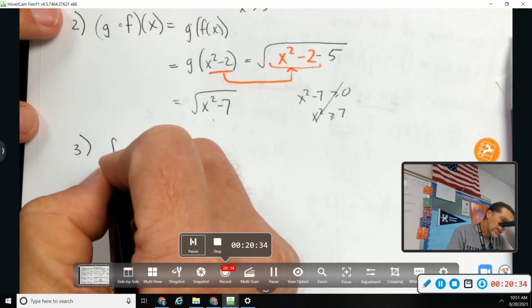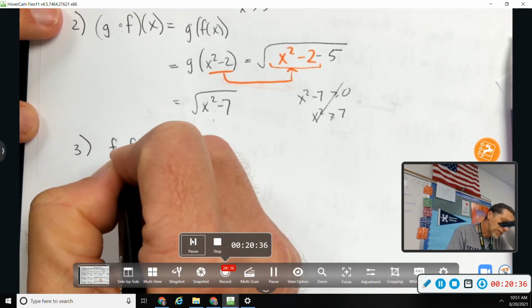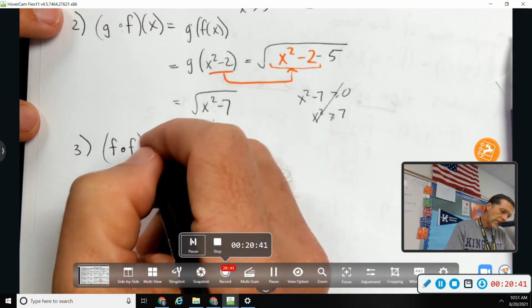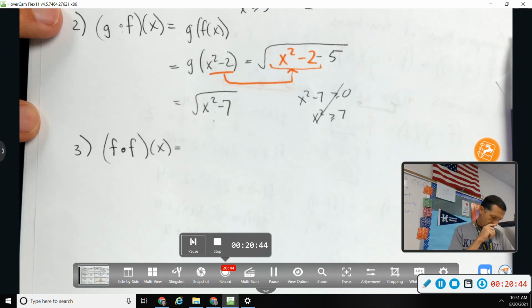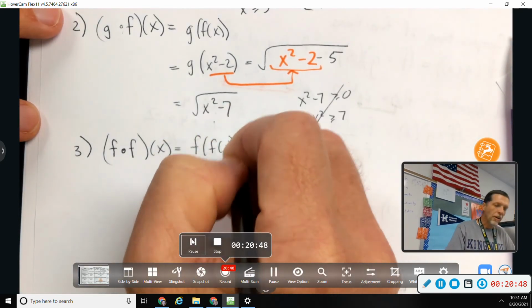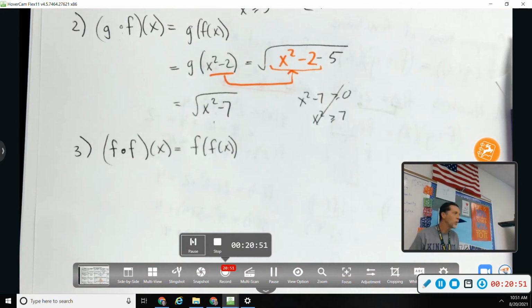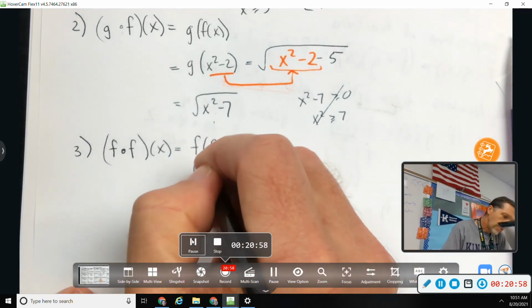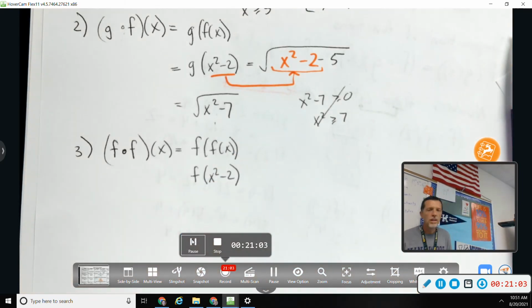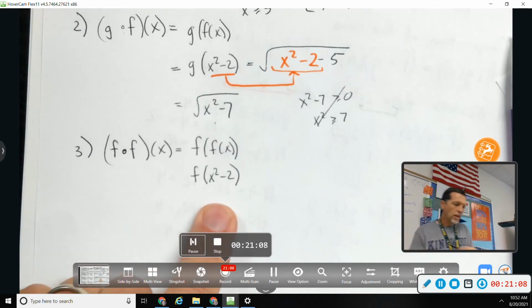Lastly, again with the f of f, whoops, I almost made the mistake of the open circle versus closed circle thing. F of x. And again, I'm going to rewrite it every time with parentheses rather than the open circle. If you're comfortable with the open circle, that's fine. So f of x squared minus 2. So that means I need to look at the f function and plug in x squared minus 2.